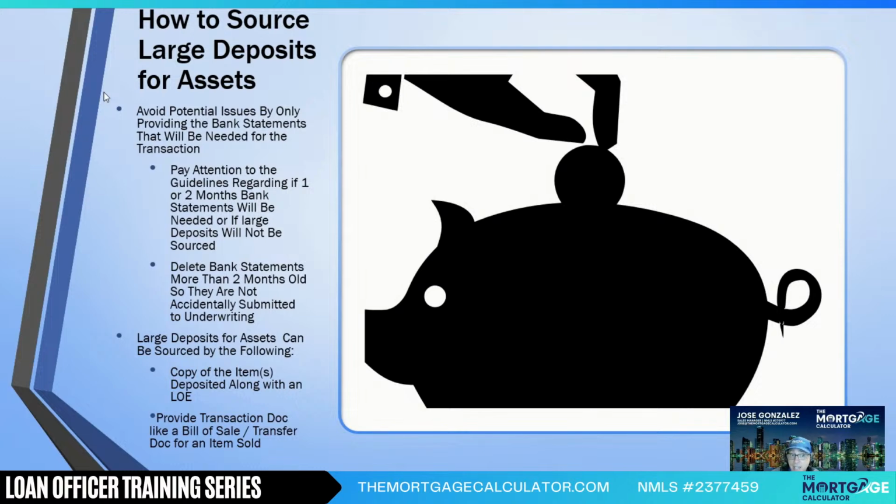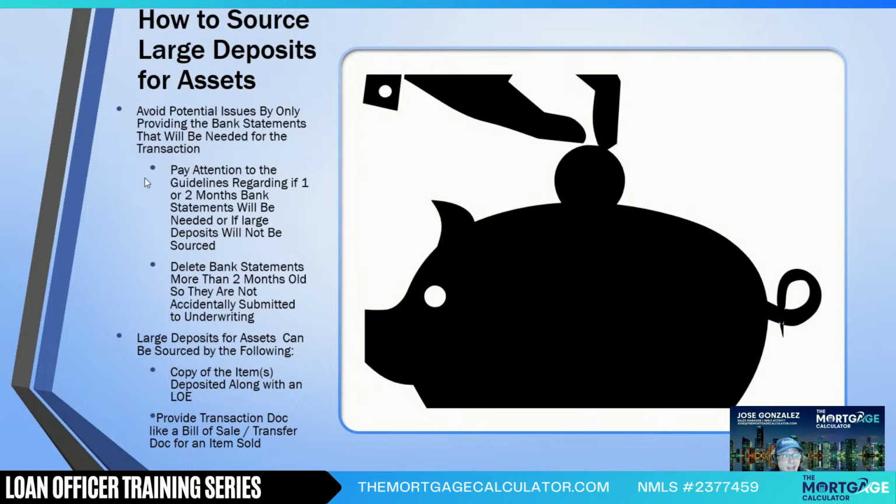Your findings dictate what you need to provide on an AUS loan, and if there's any clarification needed, you would go to either the Fannie or Freddie selling guide, look up the topic, and see. So, and I mentioned there in the second bullet point about deleting bank statements more than 2 months old, so they are not accidentally submitted to underwriting.